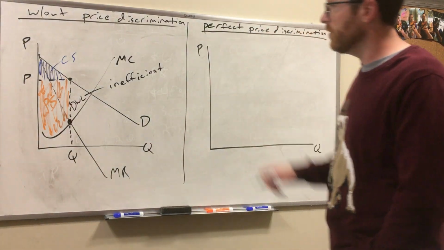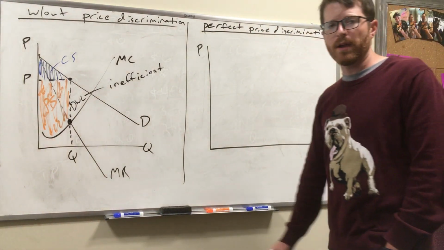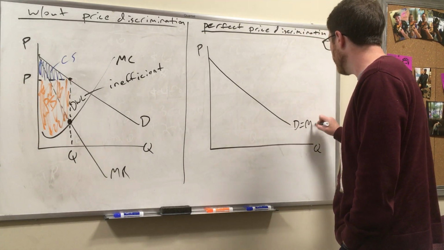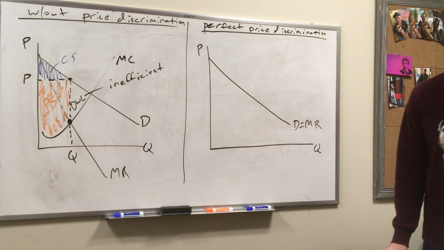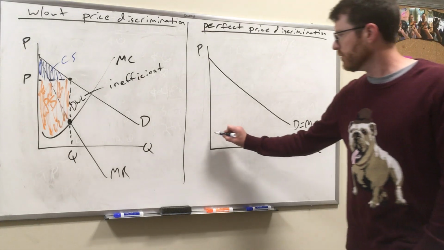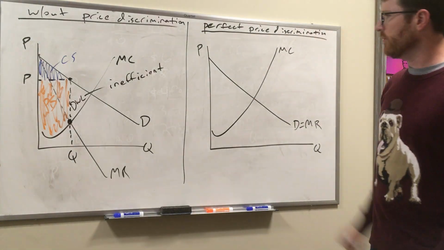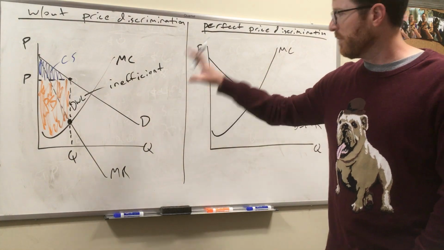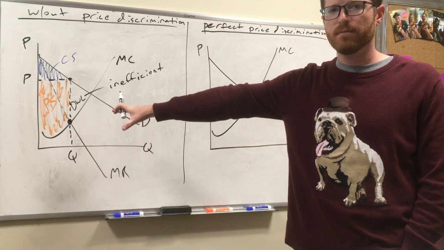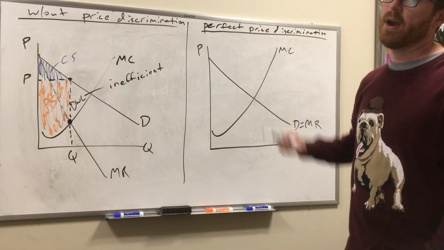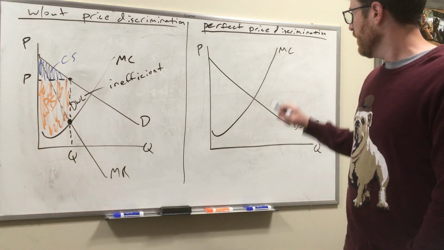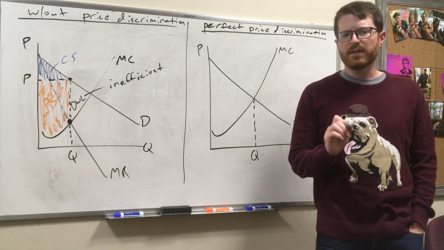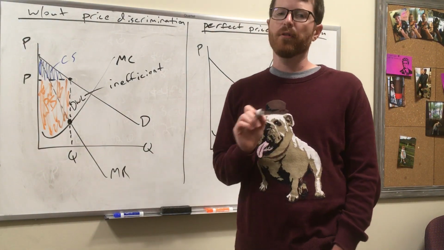Let's now compare that to a scenario with perfect price discrimination. With perfect price discrimination, the demand is equal to the marginal revenue curve. Marginal cost is still that Nike swoosh. You can imagine that these two scenarios are the same, except this one's not price discrimination. This one is perfect price discrimination. In this scenario, this would be our quantity. And now let's think about the consumer and producer surplus.